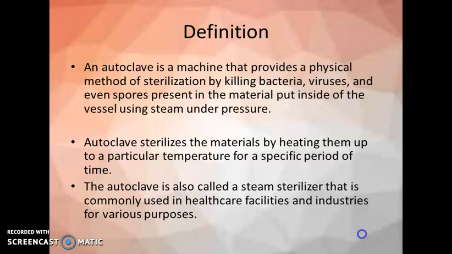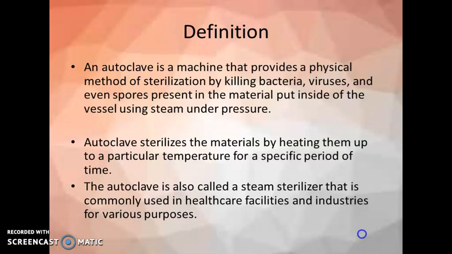Definition. An autoclave is a machine that provides a physical method of sterilization. In the last year we have studied the physical methods, and this autoclave we have already studied, so again I am discussing the autoclave. It is a physical method of sterilization, killing bacteria, viruses and even spores present in the material put inside the vessel, using steam under pressure. So this method is based on steam under pressure.